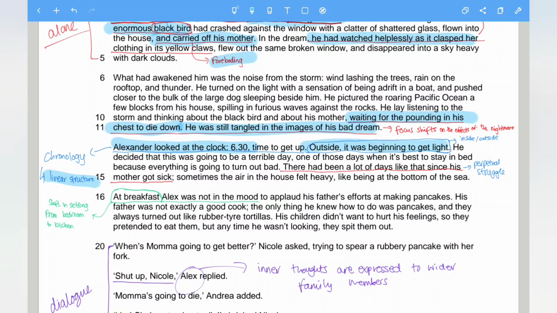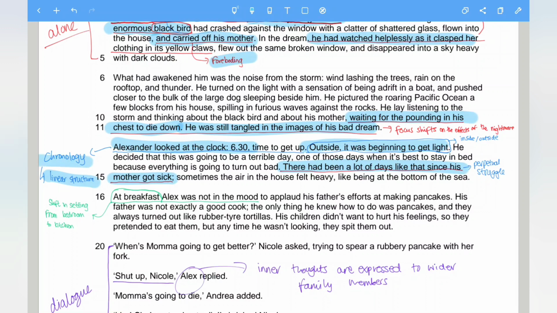"Outside it was beginning to get light." So what's happening here is the writer showing a contrast from the inside to the outside. "There had been a lot of days like that since his mother got sick." That's significant because it's highlighting this perpetual struggle that he has to deal with on a regular basis.